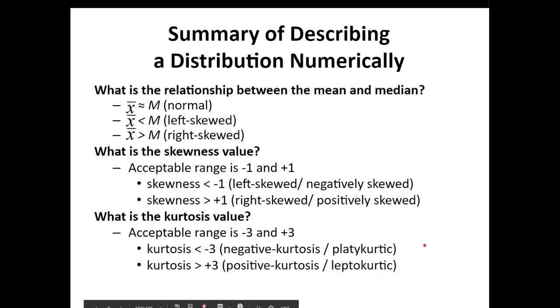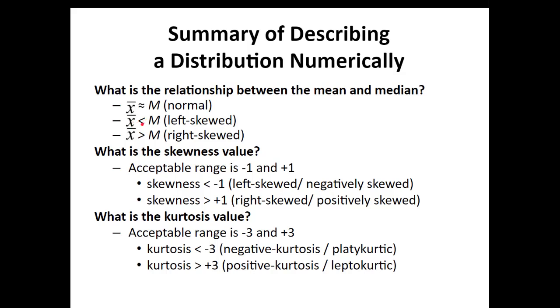We also want to check the data numerically. We want to check three things. You can check these in any order. I'm just going to do it this way. I'm going to check to see what is the relationship between the mean and the median. If the mean, X bar, is approximately the same as the median, then I have some evidence my data is normal, symmetrical. It's got the shape of the normal curve or the bell curve.